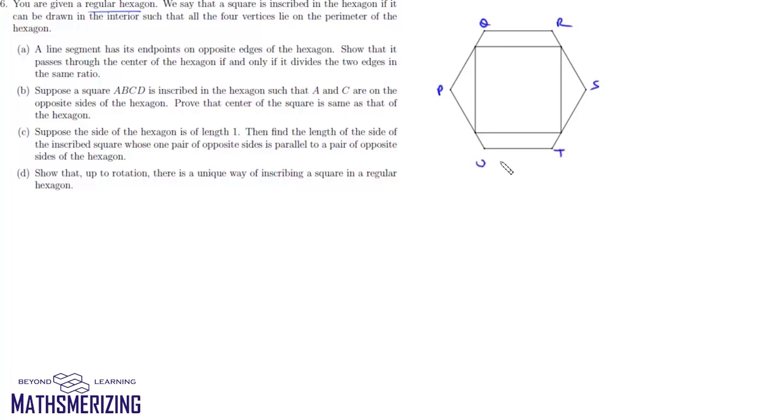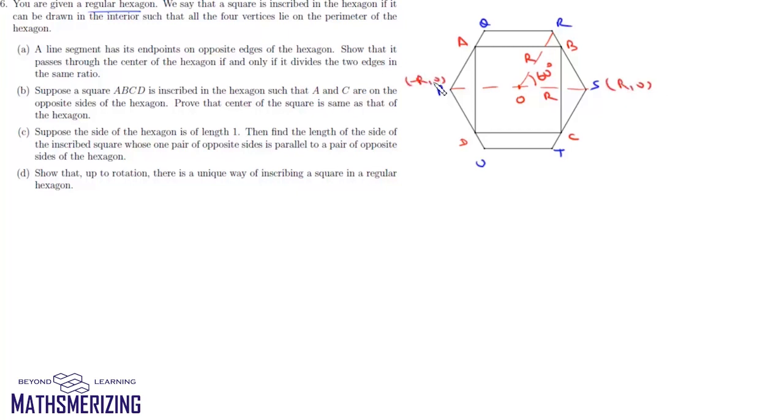So what we'll do is, we'll say, suppose the vertices are P, Q, R, S, T, U, and suppose the vertices of this square are A, B, C, D. Now let us take the center of this hexagon as origin. Then this angle will be 60 degrees. Now suppose this length is R. Then the coordinate of S will be R comma 0.